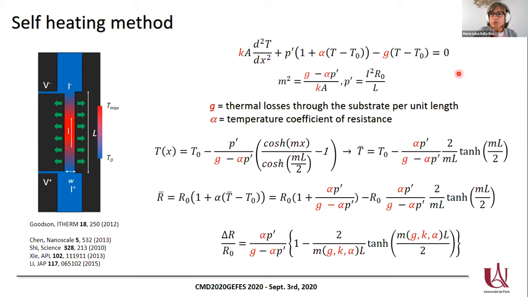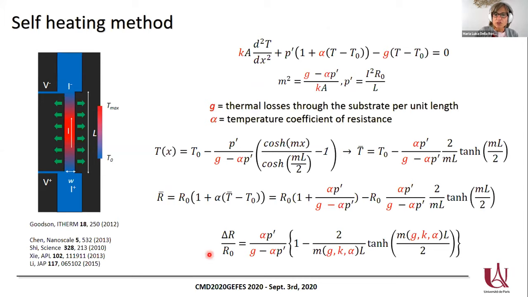So by solving the transport equation and taking into account thermal losses through the substrate that you see here, where you see the term proportional to the thermal conductivity of the nanowire, where A is the cross-section of the nanowire, P prime is the dissipated power per unit length, alpha the temperature coefficient of the resistance, and G represents thermal losses through the substrate per unit length. So by solving this equation, we can calculate the average temperature rise due to Joule heating, and consequently also the average resistance of the nanowire.